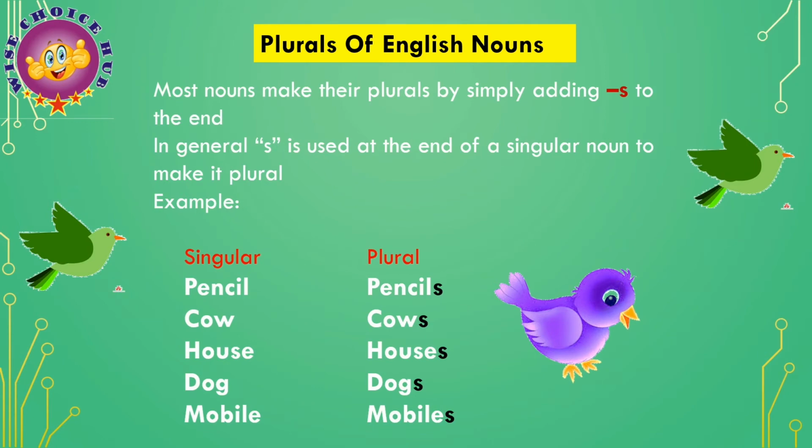There are numerous rules to change the number from singular to plural. Most nouns in general use S at the end to make it plural. Look at the examples here. Pencil, pencils. You just need to add S at the end of the word to make it plural. Look at the other examples here. Cow, cows. House, houses. Dog, dogs. Mobile, mobiles, etc.